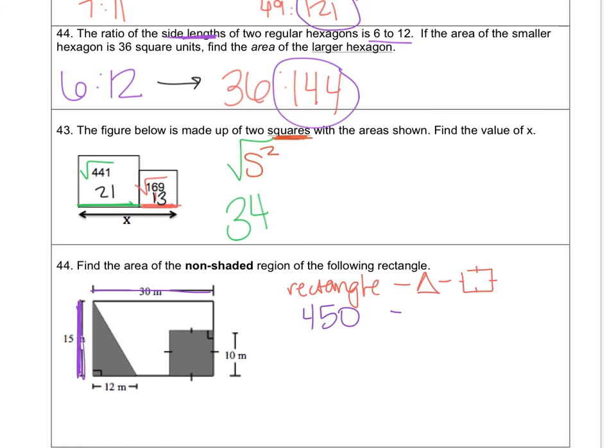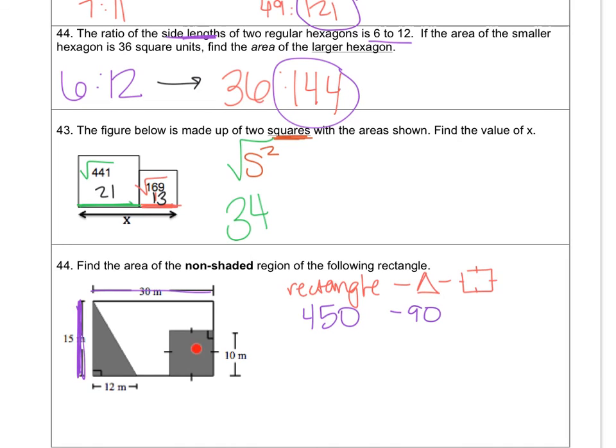Okay, to find the area of a triangle, look at your formula chart. It's base times height divided by 2. So your base is 12, your height is 15, multiply those, and then divide by 2. So 12 times 15, that's 180. Now divide that by 2, and you're going to get 90. So the area of a triangle is 90.